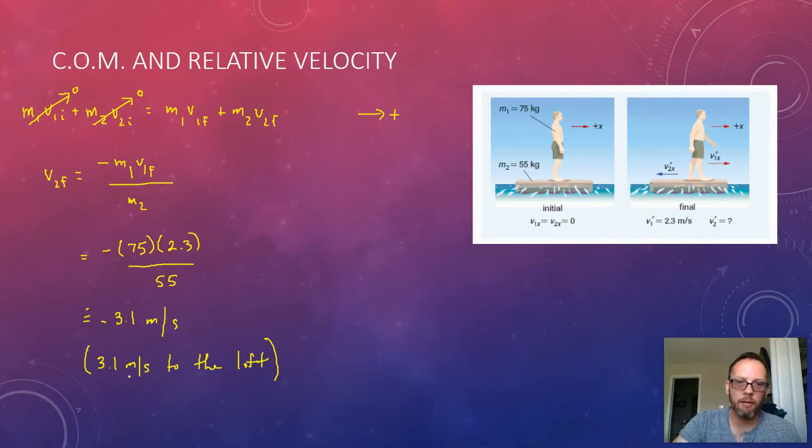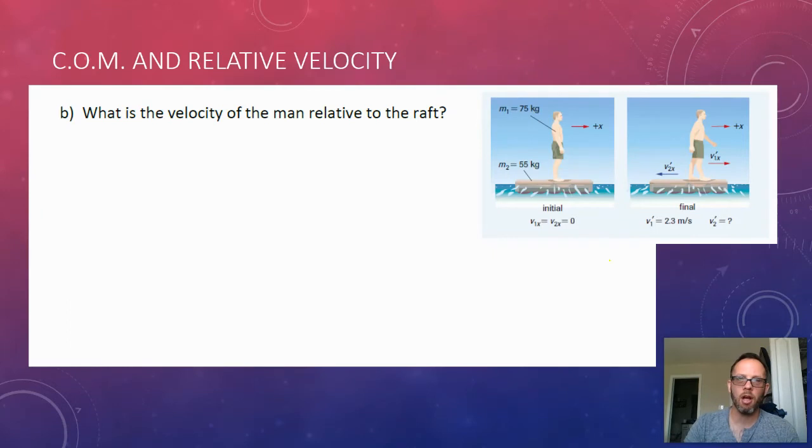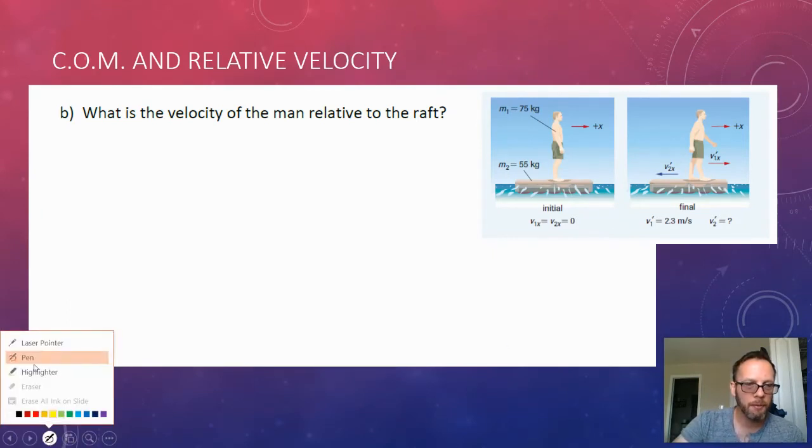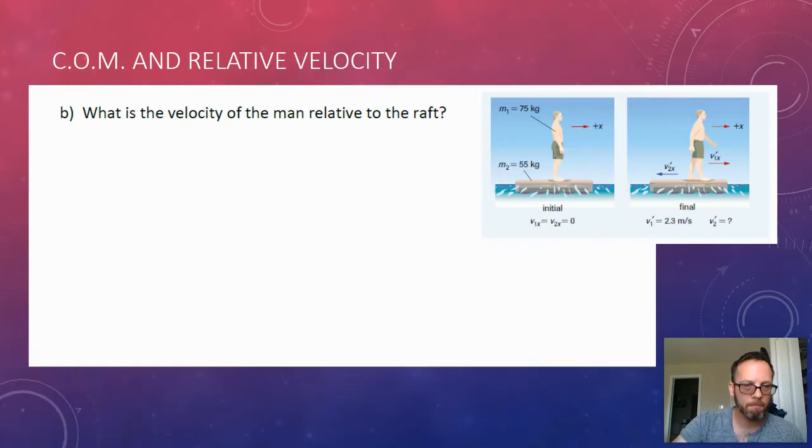So this is the speed that, if I was sitting on the beach, I would see: the person walking right at 2.3 meters per second, and the raft moving left at 3.1 meters per second. But say, what would the person see? So let's talk about the relative velocity of the man relative to the raft. Conversely, when we find this, we're also finding the relative velocity of the raft with respect to the man. They'd just be in different directions.